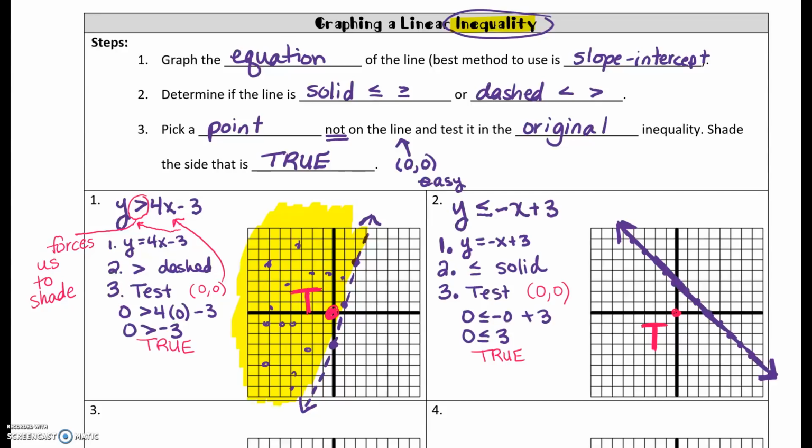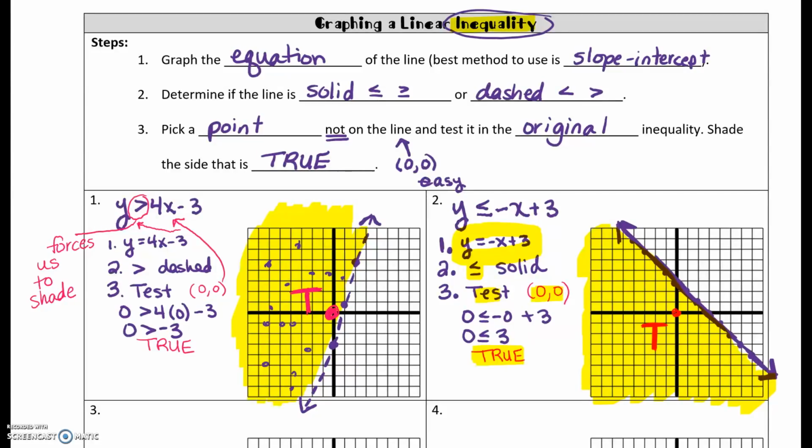Okay, I have graphed the equation here. I figured out that it was solid, and I tested the point 0, 0 because it was not on the line. When I tested it, I got a true statement. I always shade on the true side because that's where all of the solutions are. So I'm going to shade on the true side. Those are the 3 steps that we always follow when we are graphing linear inequalities.